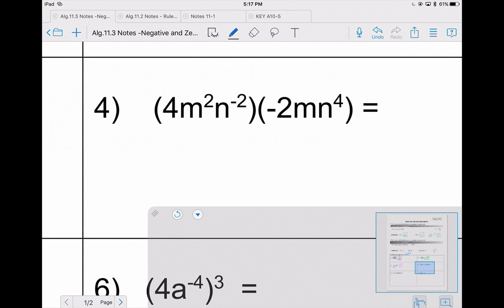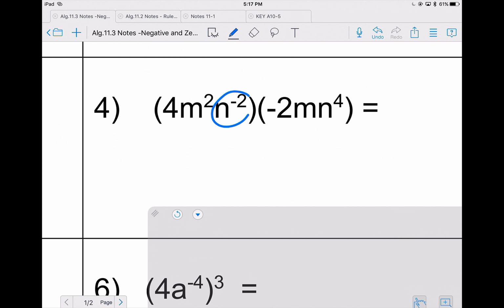Now problem 4, we can see there's a negative exponent. However, one thing I want you to do is wait until the end to deal with negatives. If you wait until the end, some of them will fizzle out, they'll go away, and you don't have to worry about them. And so that's what we're going to see if it will happen here.